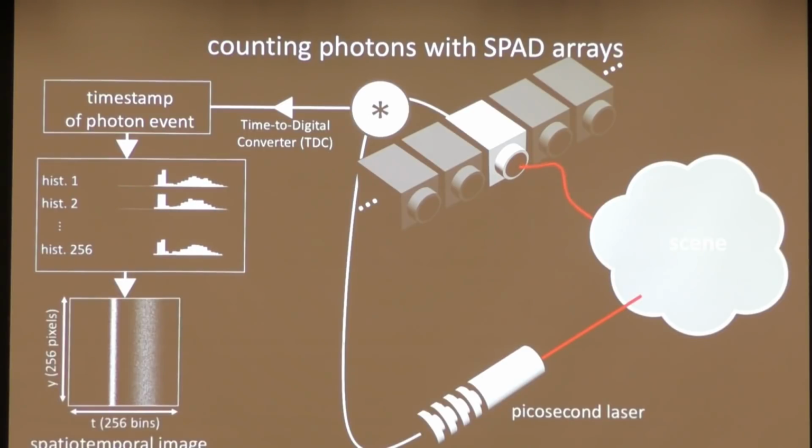And so the information that we're pulling out of this particular system is a spatial temporal image. One dimension represents the time it took for light to travel to different points on the sensor. And the other dimension represents space. It's basically imaging a scan line within the scene.